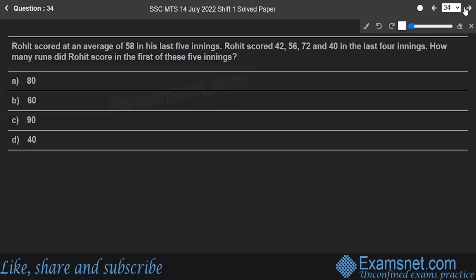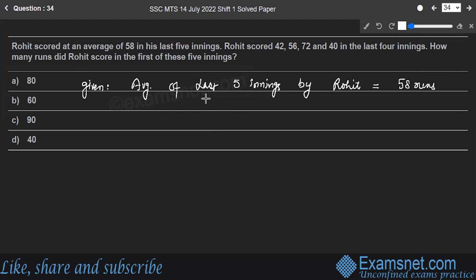Hope you are clear with this. Next is question number 34. Rohit scored an average of 58 in his last 5 innings. Rohit scored 42, 56, 72, and 40 in the last 4 innings. How many runs did Rohit score in the first of these 5 innings? So, what you are given in the question? Average of last 5 innings by Rohit is 58 runs.